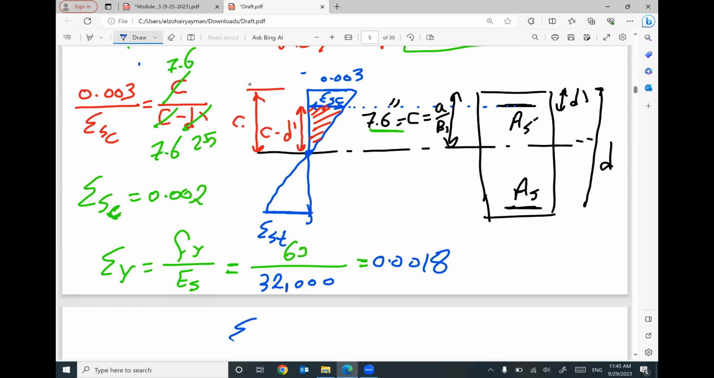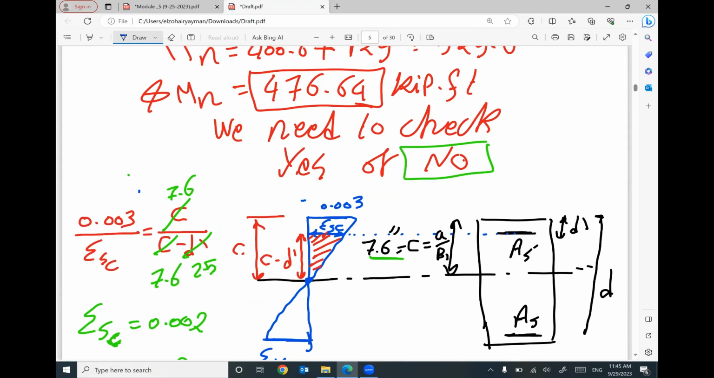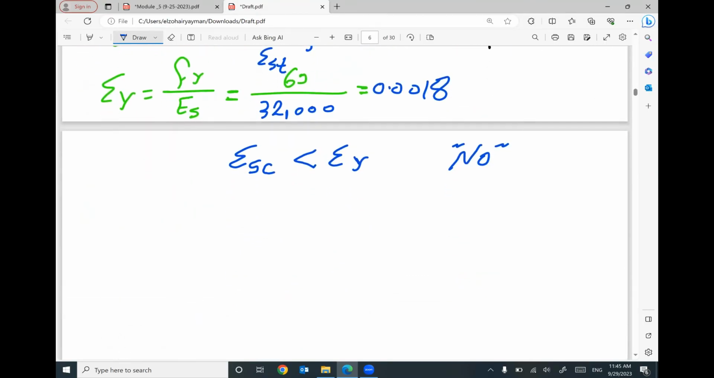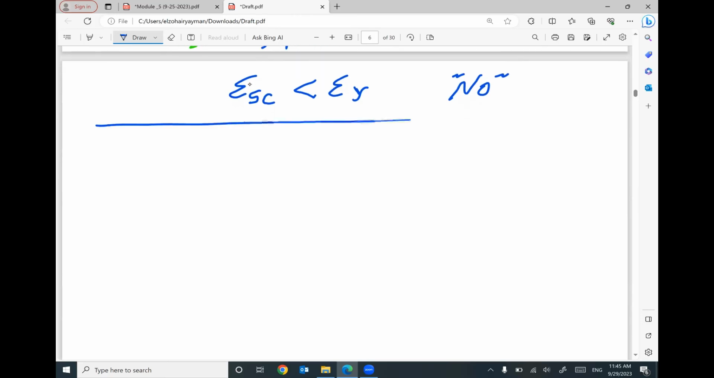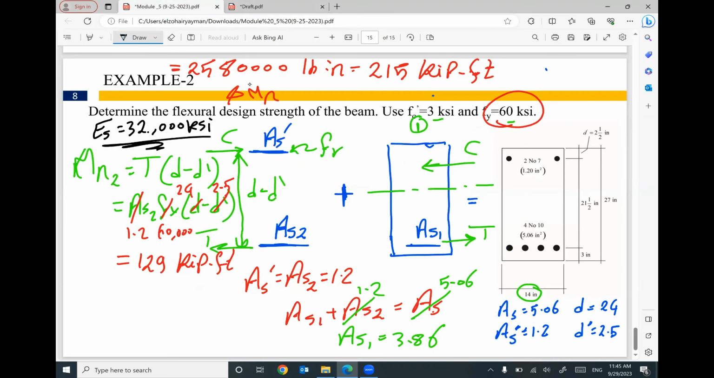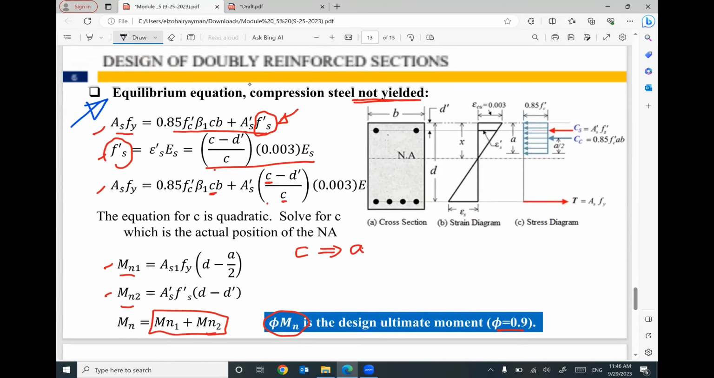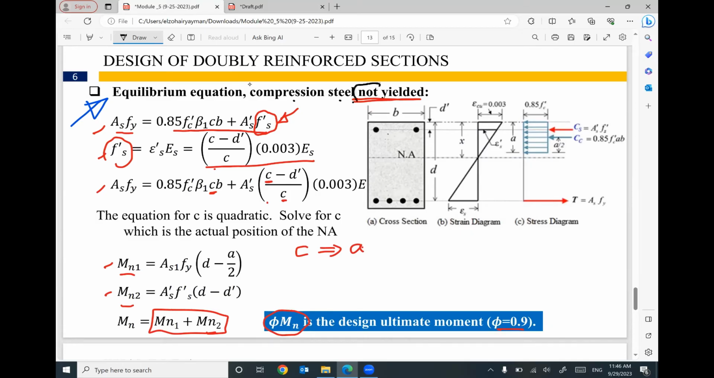Unfortunately, your strain in steel under compression is less than epsilon yield. So the answer is no. The steel reinforcement did not yield. So unfortunately, I have to start from scratch one more time, using these expressions in this slide, if the compression steel reinforcement did not yield. Very easy, I would just like to show you how to use these expressions.